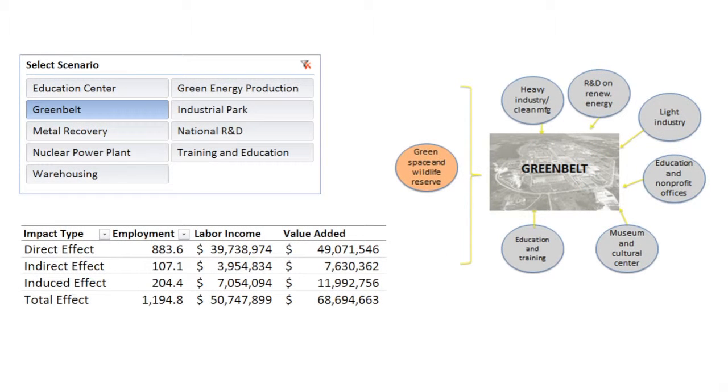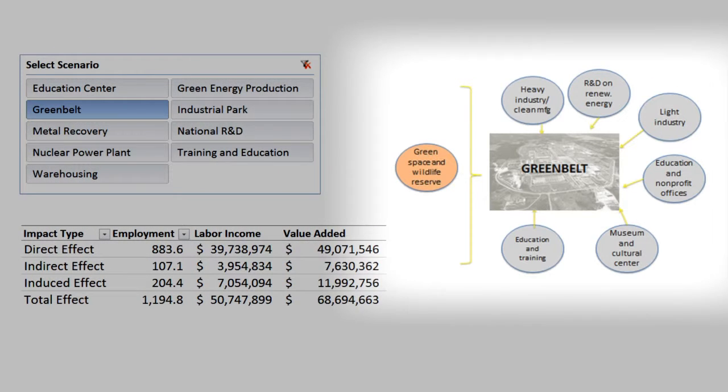Greenbelt is another scenario in our study that was selected by the community. Again, it's very diverse. It includes very different subcomponents. One of them is heavy industry cleaning. There is an emphasis on green research and development in green energy. But other components tend to be very similar. So for us, it was a little easier to model it.